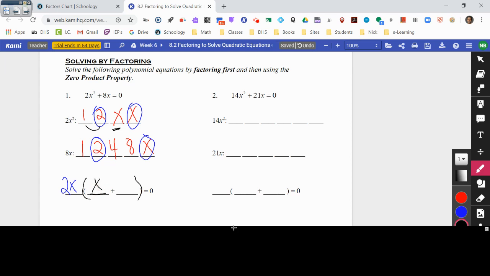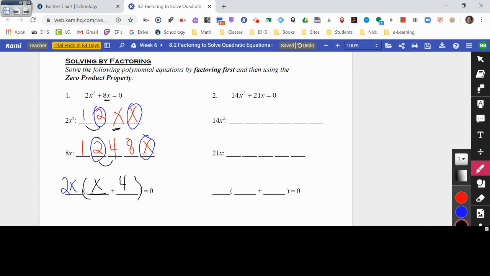Now I have to get back to 8x. So 2x times what will give us back 8x? Well, 2's partner is 4. So that means my 4 goes down there. I don't have any x's, so it just stays as a 4.